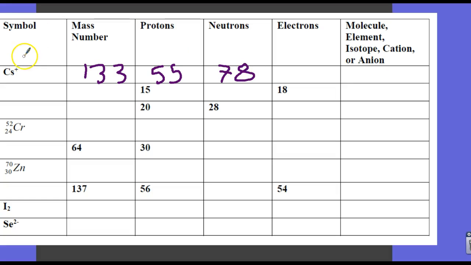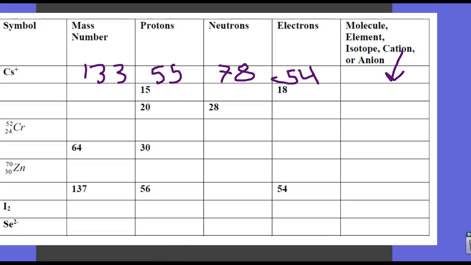Now, our cesium is not neutral because we have this positive thing going on there. And it means we have one more positive than we have negative, so it must be 54 electrons. I'm writing with the mouse. It's great, isn't it? And is this a molecule, an element, an isotope, a cation, or an anion? It's positive, so it's the cation. So that one is a cation.